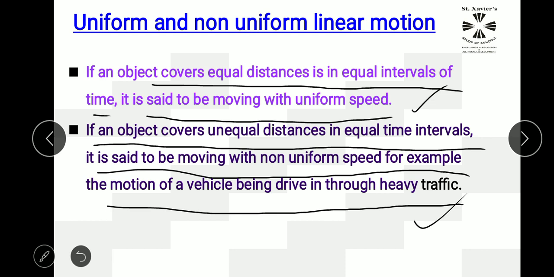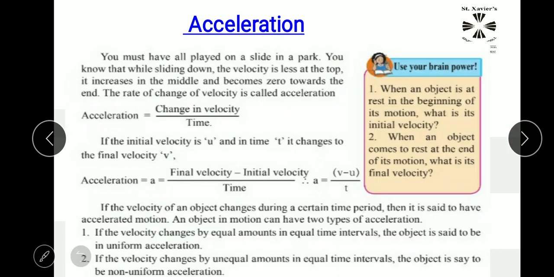Let us continue. Next, we are going to learn acceleration. What is acceleration, students? The rate of change of velocity is called acceleration. Acceleration is change in velocity upon time. Change in velocity per unit time is called acceleration, students. In other words, the rate of change of velocity is called acceleration.